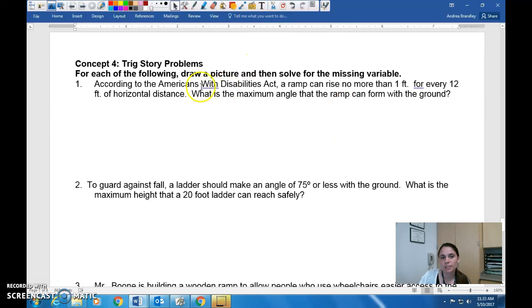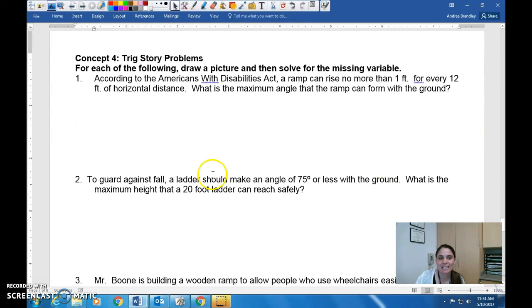This video discusses solving story problems using right triangle trigonometry. I've done several videos about what right triangle trigonometry is and how to solve for missing sides and angles. We're now going to take that and apply it to solving story problems. In bold right here, it says for each of the following, draw a picture and then solve for the missing variable. Drawing a picture is really useful when solving story problems of this type.